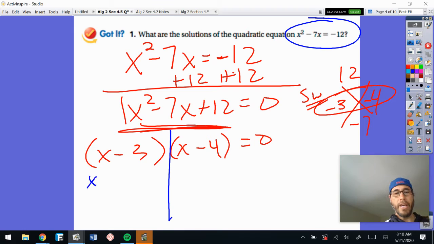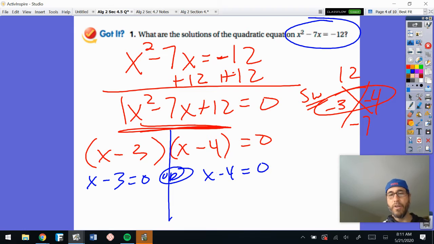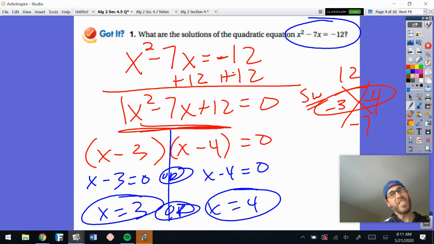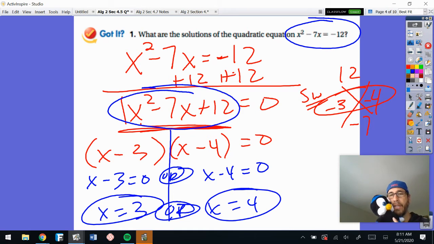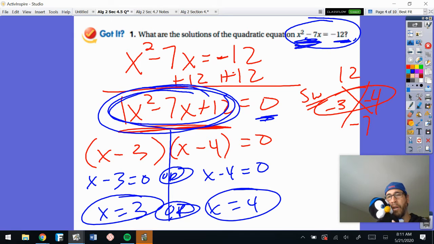Spling. So that means that this guy has to be 0 or this guy has to be 0. Solve both of those guys and you get x equals 3 or x equals 4. Now it's important to know what that means. What does it mean out there at home? If you plug a 3 in there, you get 0. If you plug a 3 in there, you get 12. If you plug a 4 in for those x's, you get 0. If you plug a 4 in there, you get -12. I don't know about you guys at home, but that is way too cool.